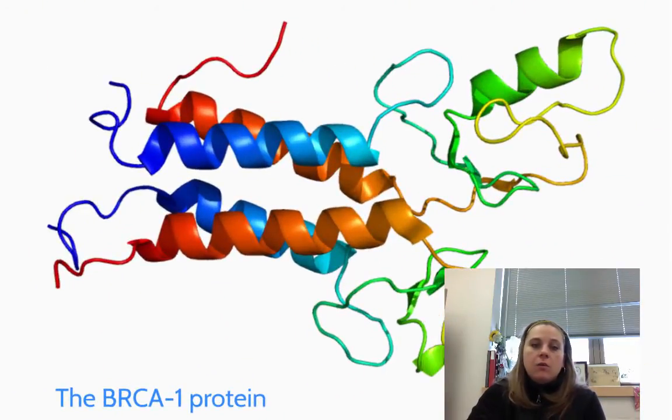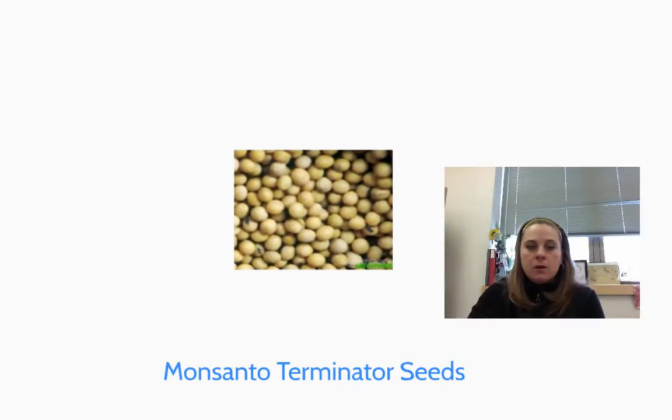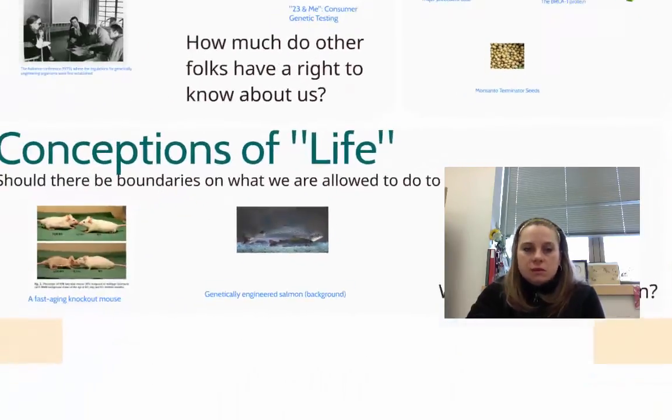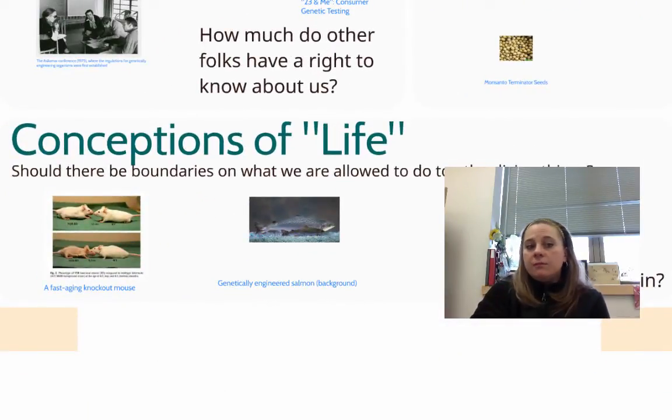Okay, so things like the ability to patent genes is a big deal as well. When the BRCA1 protein, this is for the breast cancer gene, was discovered, does the discoverer have rights to it? Monsanto does. Again, who owns this when you're dealing with something that's life?